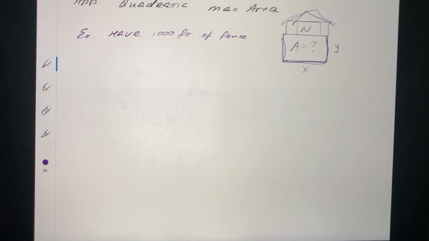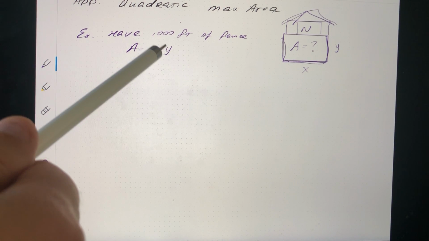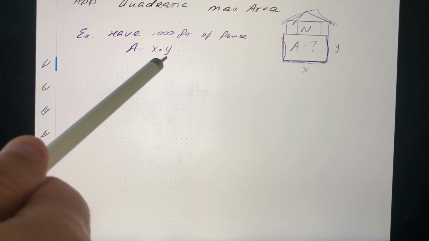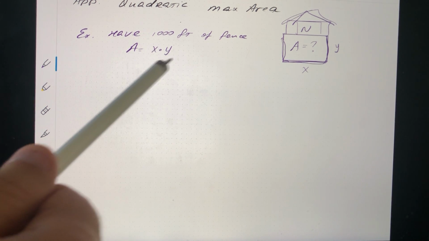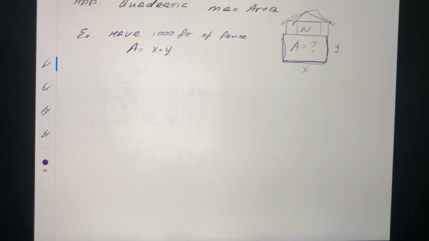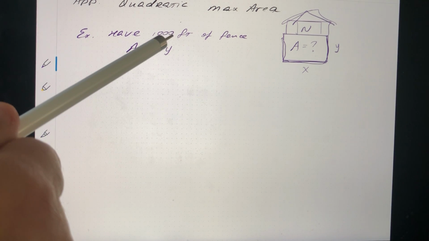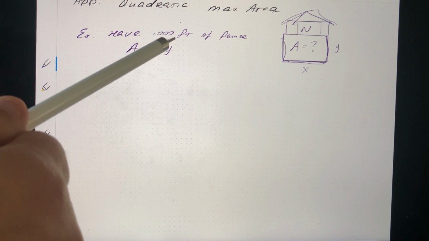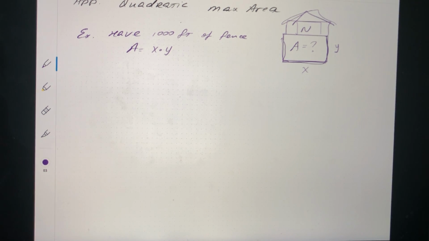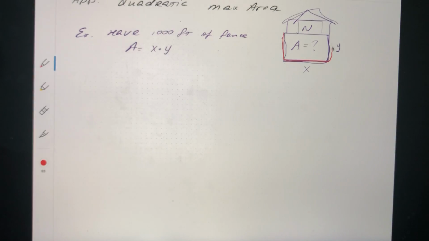So this requires us to know two things. One is the area of a box, and the area of a rectangle is x times y, or length times width. But we cannot do anything with this formula because we have to have the same variable, either all x's or all y's. And to get it to have just one variable, we're given the information that we have 1,000 foot of fence, and the fence goes around the garden, and it is the perimeter.